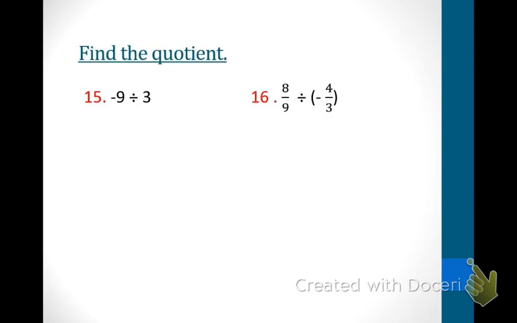For the next part, the same rule applies as with multiplying. Negative 9 divided by 3. How many negatives do you see? One. So is my answer going to be positive or negative? It's got to be negative. What's 9 divided by 3? 3. So your final answer is negative 3.